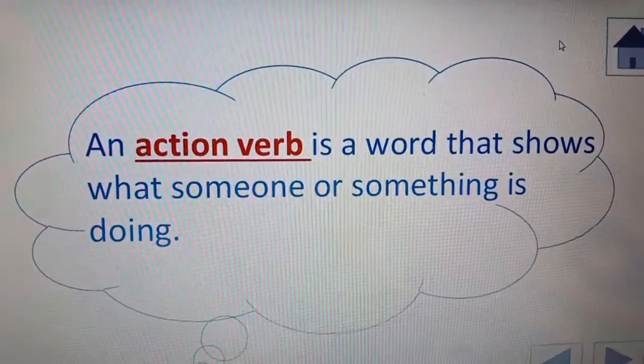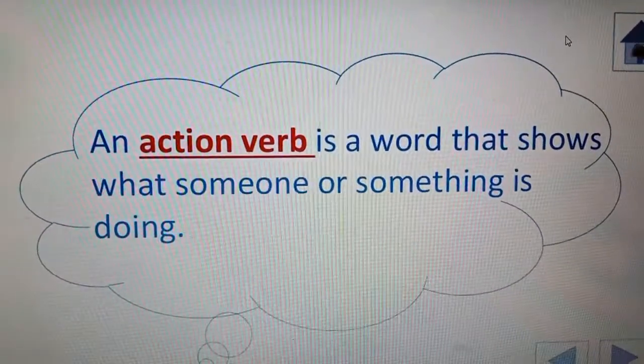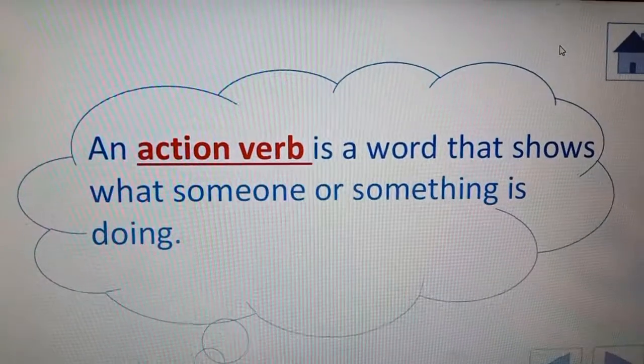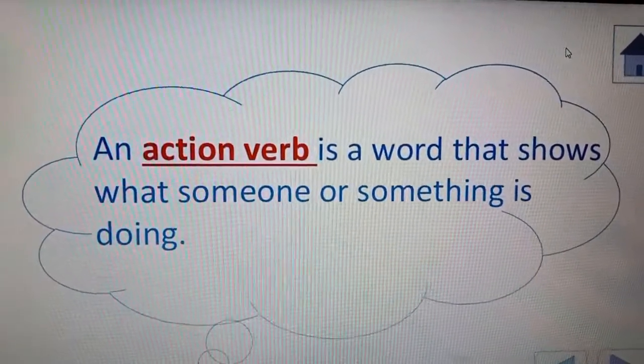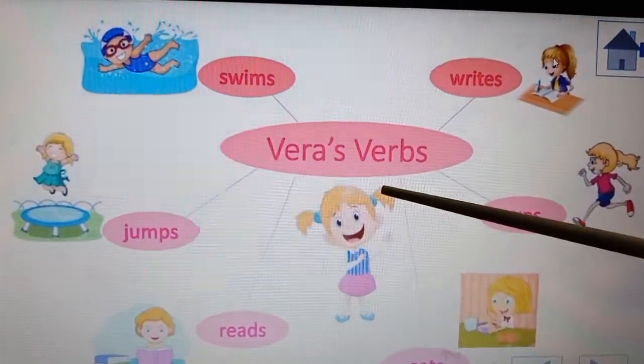For example, what are you doing right now? Yes, you are running. Very good. What am I doing right now? I am teaching or delivering a lecture. So the actions are teaching, learning. These are verbs. Now look at Vira's verbs.